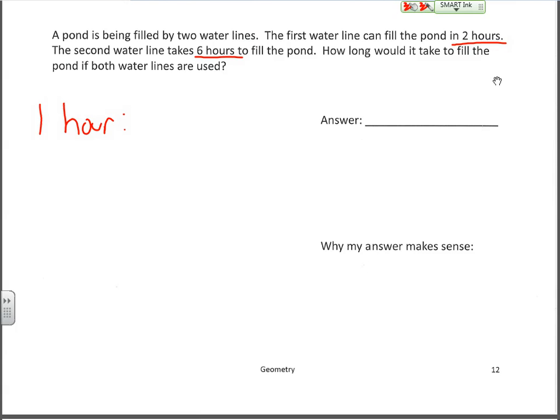They're different number of hours. So let's break it down to 1 hour. After 1 hour, how full will the pond be? Well, the 2-hour line will fill it 1/2 full, right? Because 1 hour is half of 2 hours. The 6-hour line, which is running at the same time, will fill it 1/6 full, because 1 hour is 1/6 of 6 hours. So all told, after 1 hour, my math tells me that this will be 4/6 full, right? Because 1/2 is 3/6 plus 1/6, we get 4/6.